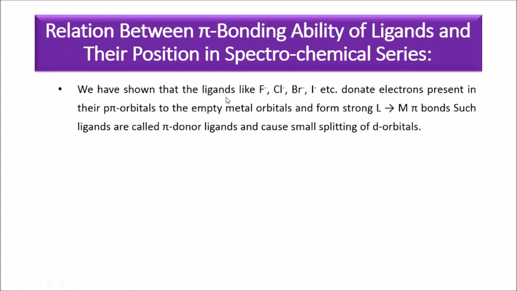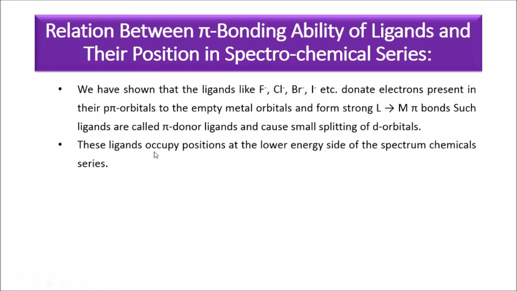We have shown that ligands like fluoride, chloride, bromide, iodide, etc. donate electrons present in their p pi orbital to the empty metal d orbitals and form strong ligand to metal pi bond. Such ligands are called pi donor ligands and cause small splitting of d orbitals compared to sigma interaction. These ligands occupy position at the lower energy side of the spectrochemical series. So in the spectrochemical series, they will occupy the low side.